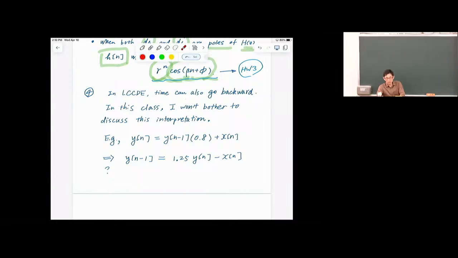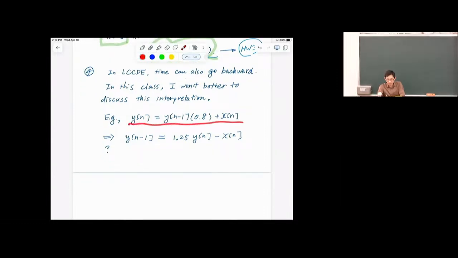Yeah, take a look. This is one equation. This is the same equation. They are the same equation, okay? But when we write it down this way, we are implying that the past sample depends on the present sample. It's kind of an implication.